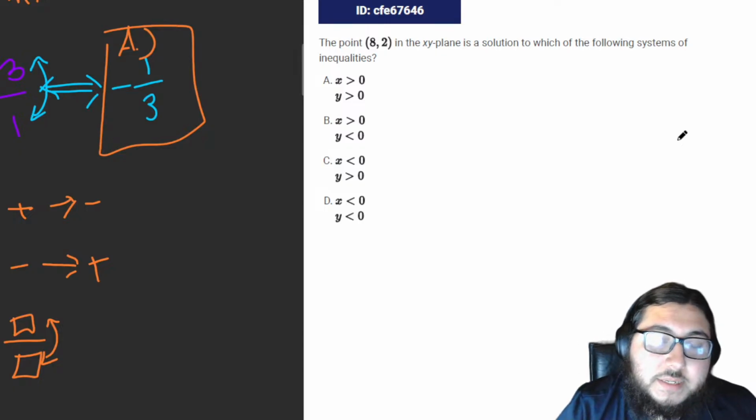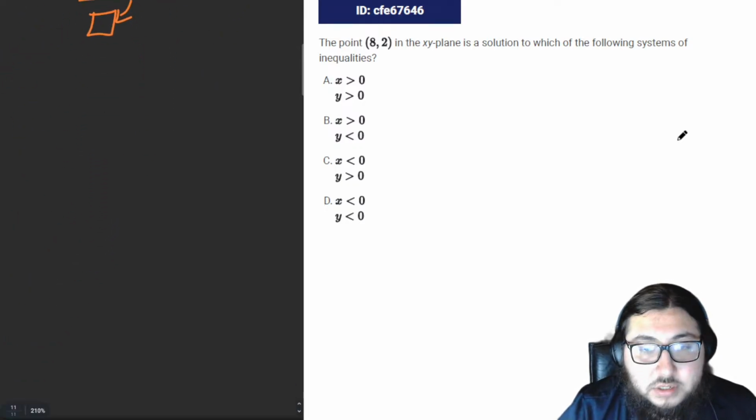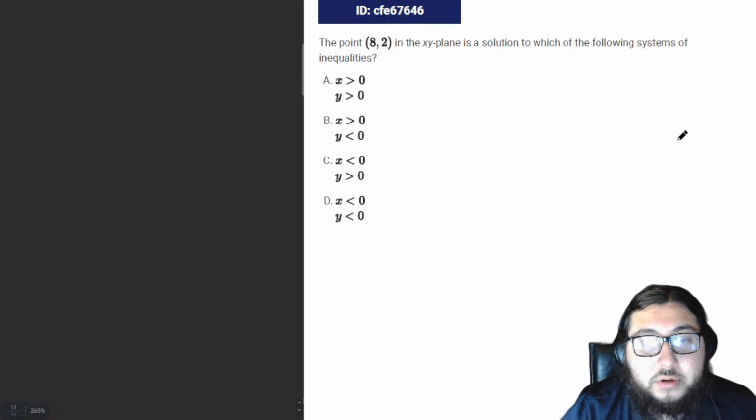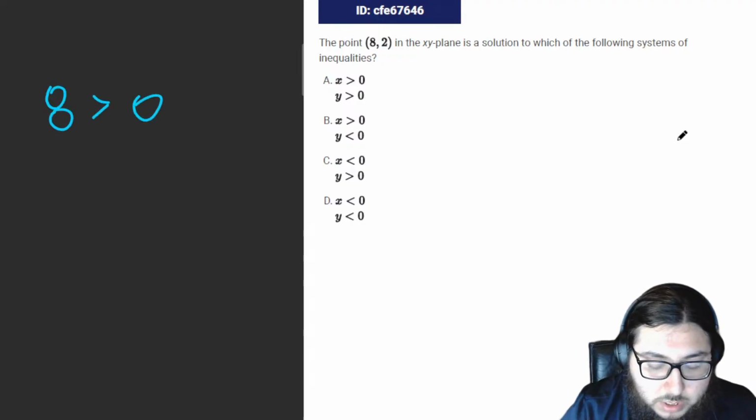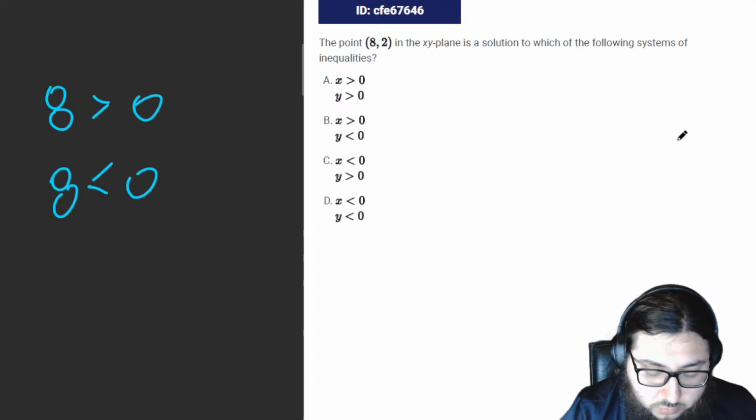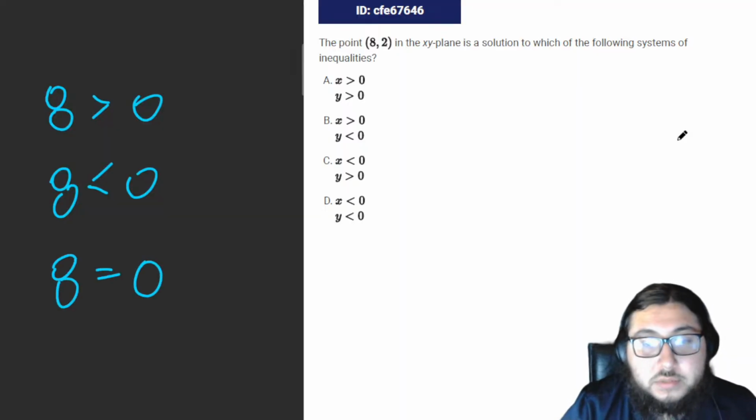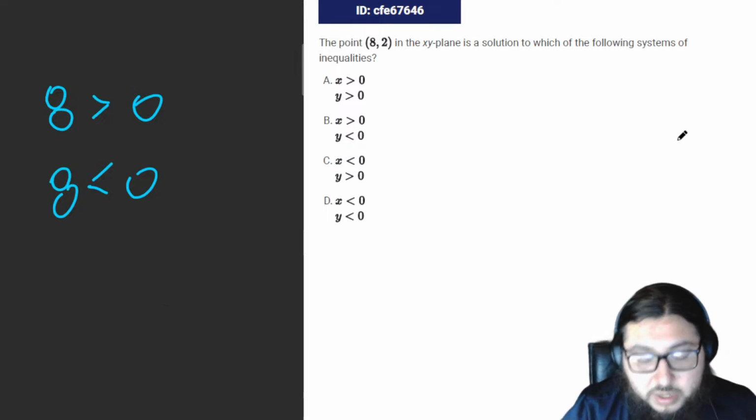The point 8, 2 in the xy plane is a solution to which of the following systems of inequalities? So this one's quite simple. We just have to recognize whether 8 and 2 are greater than or less than 0. So is 8 greater than 0, 8 less than 0, or 8 equal to 0? Or really, because we're working with less than and greater than, we really only have to determine if 8 is greater than 0 or 8 is less than 0.